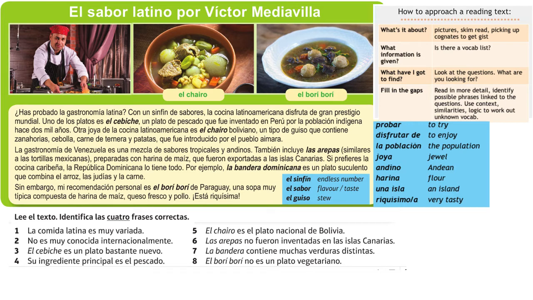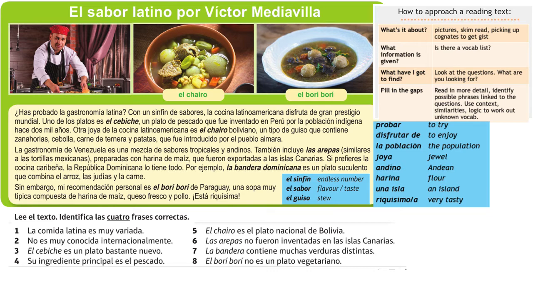Looking at the first one. La comida latina es muy variada. So la comida, food. Latina, Latin food. Es muy variada. Variada, varied. So it's unlikely at this level that they're going to have exactly the words in the text. You're looking for meaning. So it's going to be near the beginning.